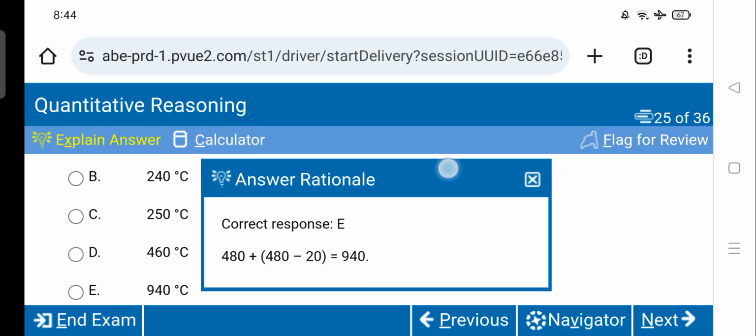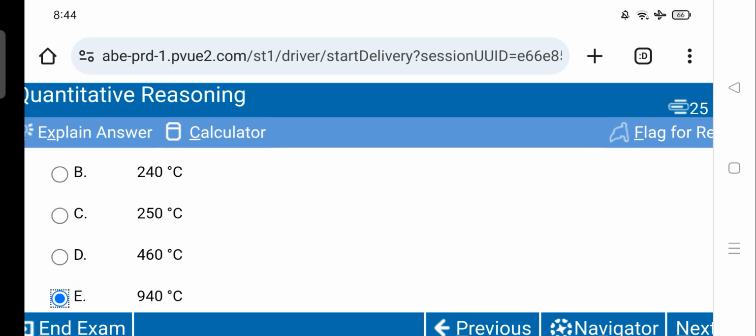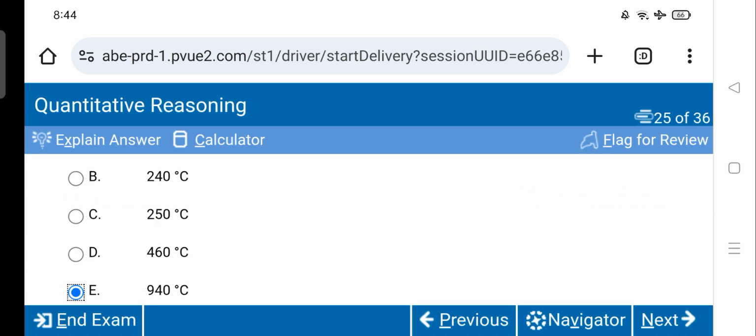For the correct response, 480 plus 480 minus 20 equals 940. So that's how the correct response is option E, which is 940 degrees centigrade.